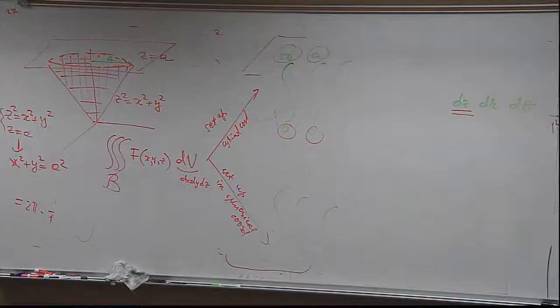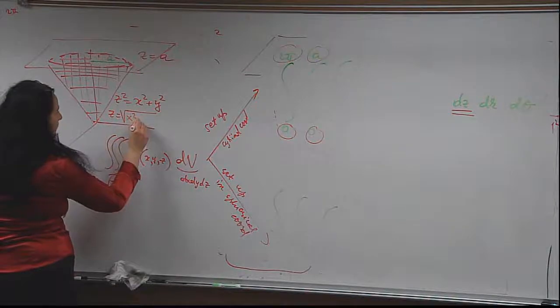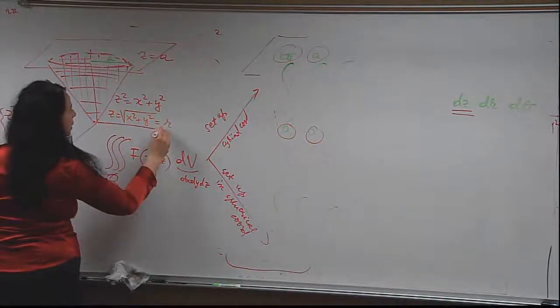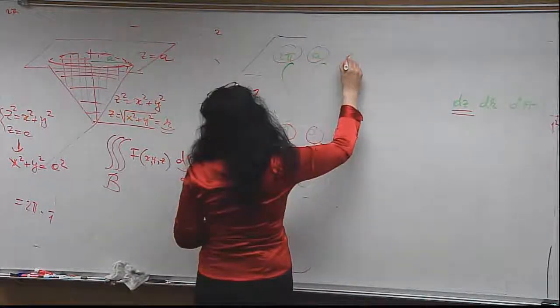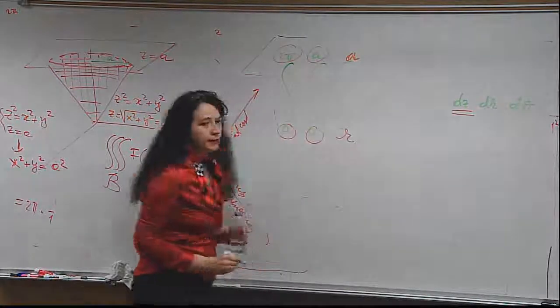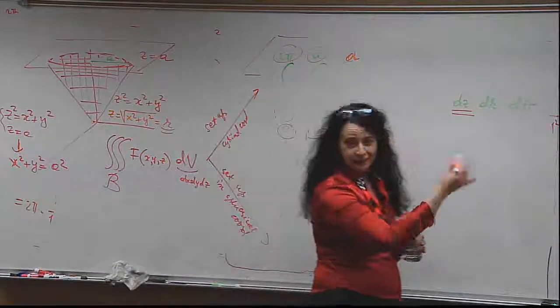R and A? It's A and R. R is the one on the bottom, and A is the one on the top. And I think that's clear to everybody, right? Is there anything missing?